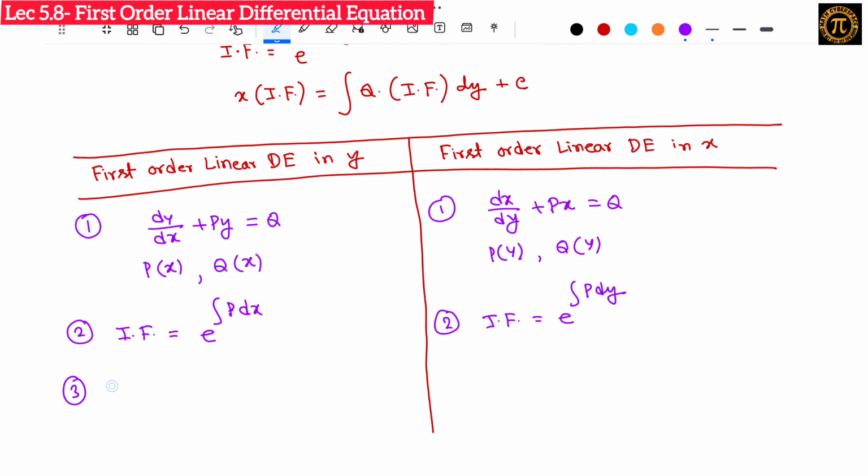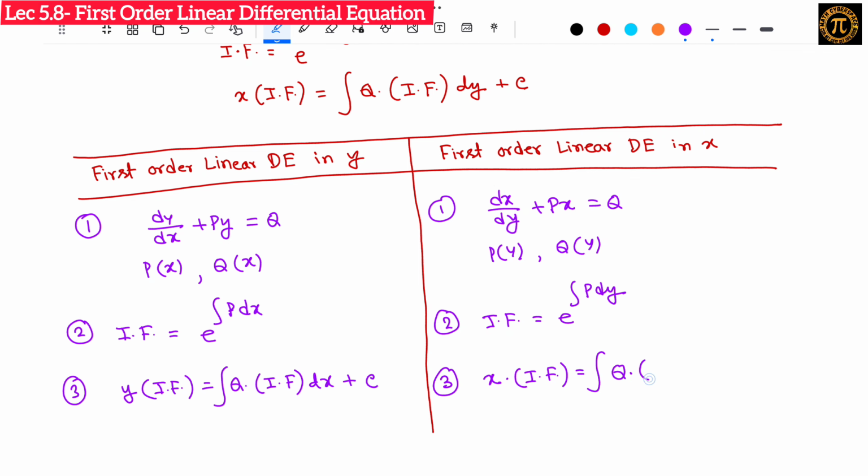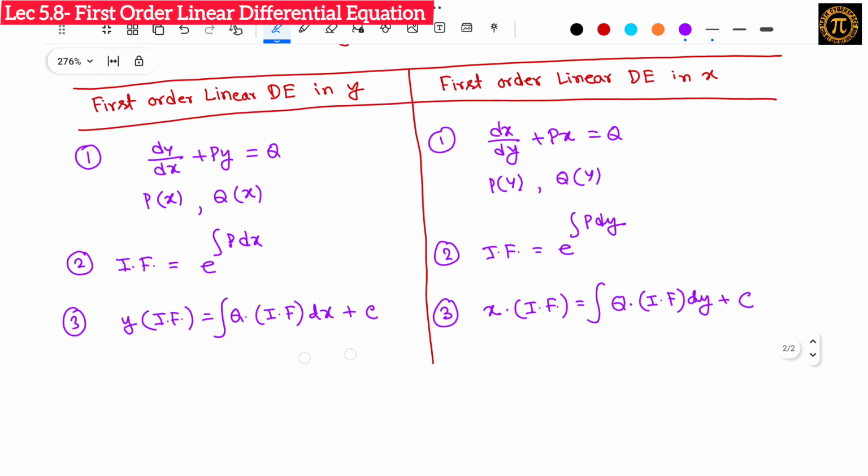And number 3, in this case the solution is dependent variable y into integrating factor equals integration of right hand side into integrating factor dx plus c. And in this case the solution will be x into integrating factor equals integration q into integrating factor dy plus c. Okay, I think the difference between the two types of first order linear differential equation is very clear. In the first case the dependent variable is y, in the second case the dependent variable is x, but nothing else.